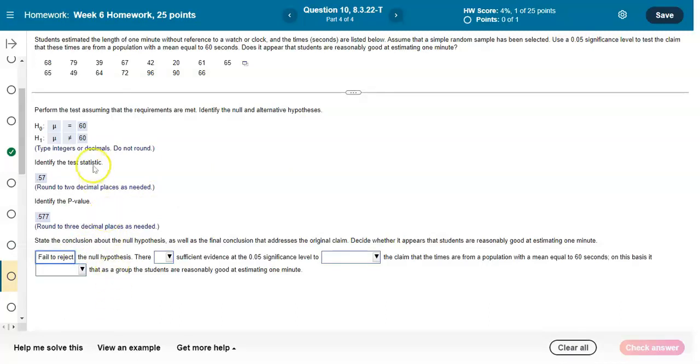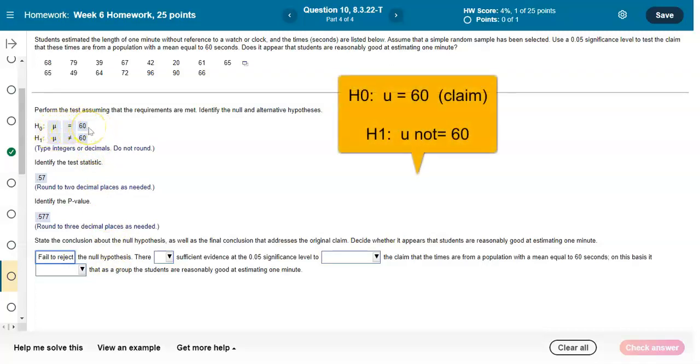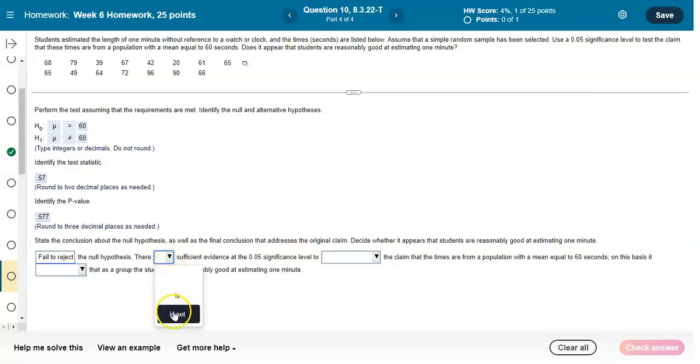If we remember what we said earlier, in this example, the null hypothesis had our claim in it. So this is the statement that represented our claim. And we just decided not to reject that statement. In other words, we said we don't have any evidence that's strong enough to tell us that we should reject this statement. So what we would say here is, we would say there is not evidence at the 0.05 significance level to warrant rejection of the claim that the times are from a population with a mean equal to 60 seconds. So on this basis, it appears that as a group, the students are reasonably good at estimating 1 minute.